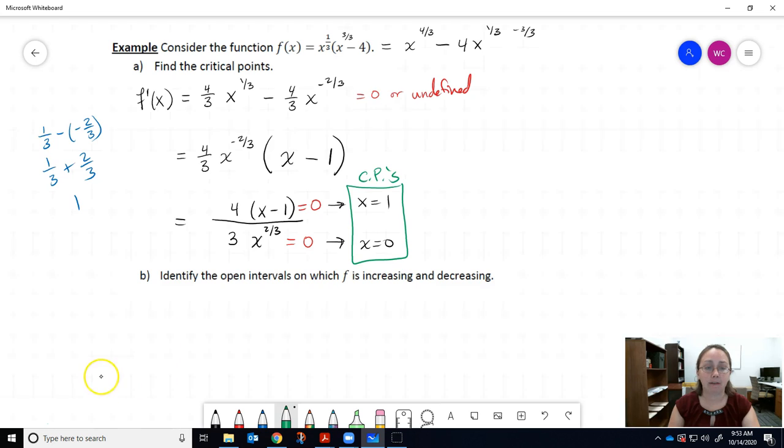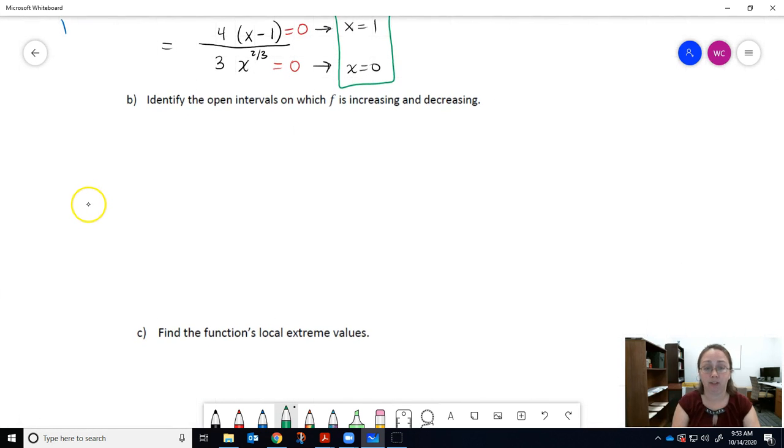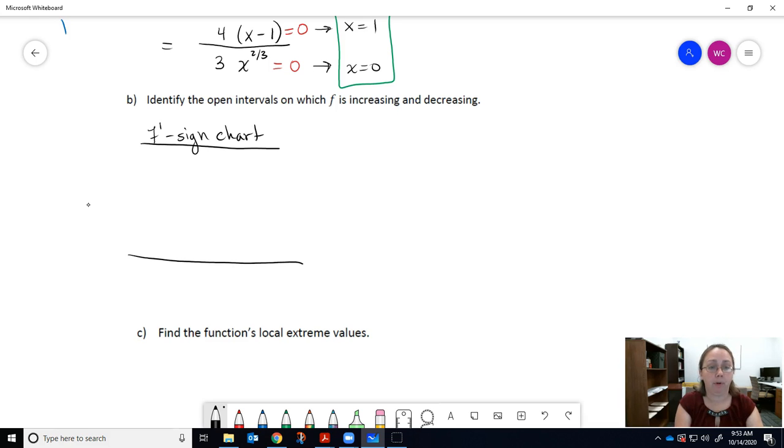Part B, identify the open intervals on which f is increasing or decreasing. This is what we did in the last section. We're going to build a first derivative sign chart. So create a number line and put your x's in order. So we have two critical points, 0 and 1 in order. Remember, I like to put dotted lines to denote that I know the first derivative is 0 at these points because these are my critical points.